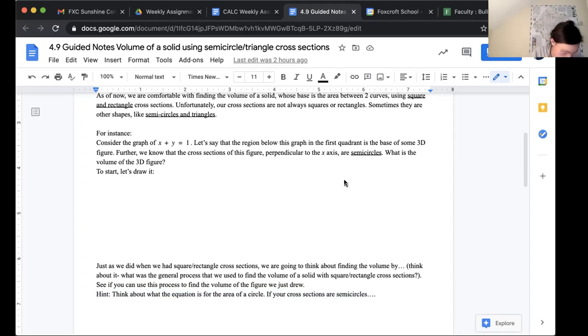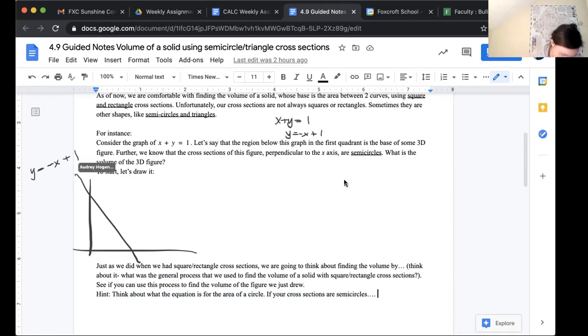But anyway, so we have the line x plus y equals 1. It's easier if we see that in y equals mx plus b form. So we'd have y equals negative x plus 1. So if we have our coordinate plane right here, y equals negative x plus 1 is going to be a line like that. Okay. And then what else do we know? We know that cross sections of this figure, so here's our region R, that base right there, and we know that cross sections perpendicular to the x-axis are semicircles.